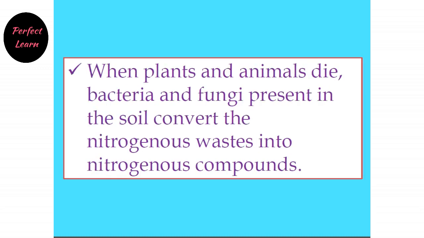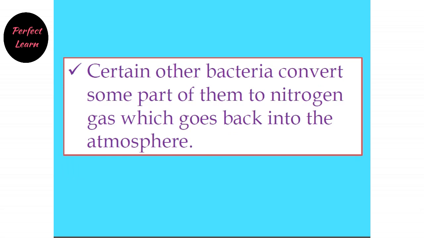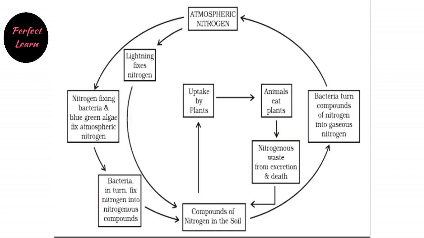When plants and animals die, bacteria and fungi present in the soil convert the nitrogenous wastes into nitrogenous compounds. Certain other bacteria convert some part of them to nitrogen gas which goes back into the atmosphere. Here we can see the nitrogen cycle.